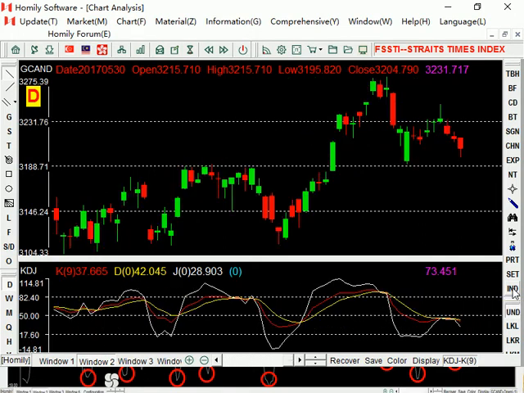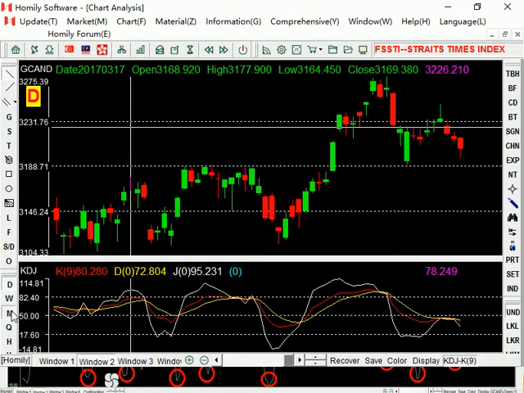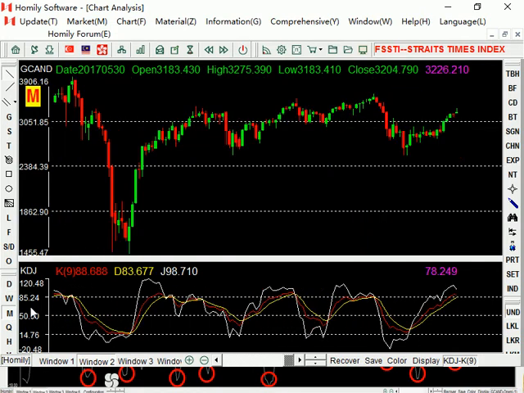So this is the current market. Then let's click the monthly chart. Firstly, if we use the KDJ indicator, we should find the parameter of the J line. If the J line is between 80 and 150, this is the overbought area. And if the KDJ is below 20, this is the oversold area. If it is oversold, the price may rebound. If the price is overbought, it may go down or retrace.